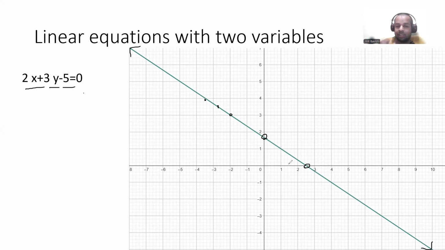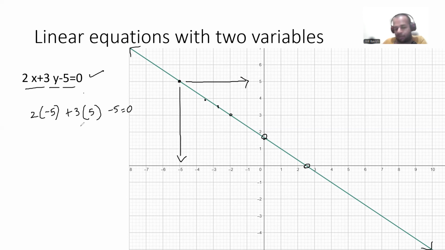So all the points on this line, it could be decimal, fractional, negative, all of them, any coordinates which satisfy the conditions of this equation will be called a solution of this. Technically speaking, even this point over here, where the x coordinate happens to be minus 5 and the y coordinate happens to be 5, will satisfy this equation. Let's check it out for sure. 2 times minus 5 plus 3 times 5 minus 5 is equal to 0.